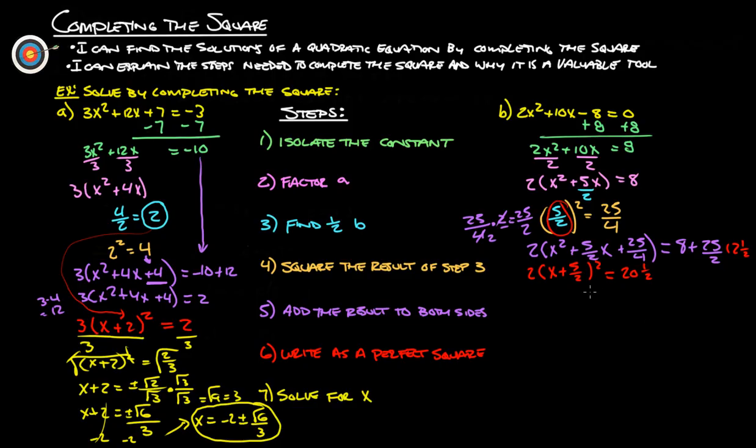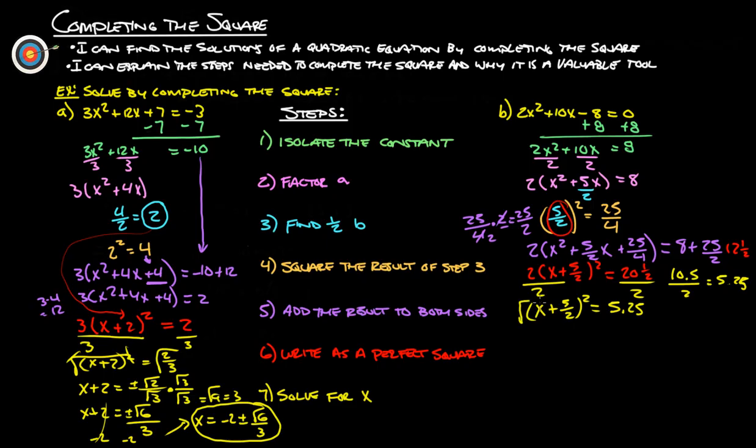So we wrote this as a perfect square, and now we're simply going to solve this thing for x. So first thing, divide by 2. So we got x plus 5 halves squared. So 20 and a half divided by 2 is 10.5 divided by 2, which is going to give us what, 5.25? 5.25, or 5 1/4, right?